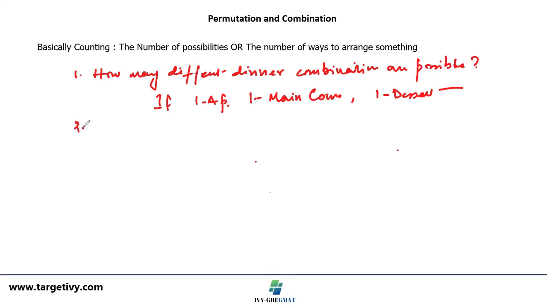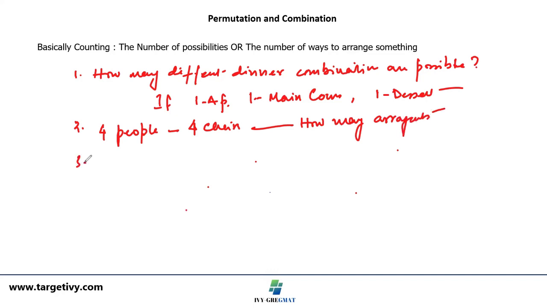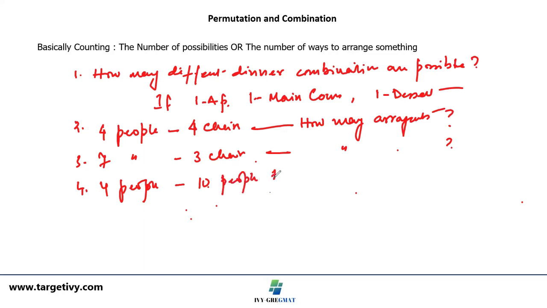Or the second type can be, there are four people and there are four chairs. So, how many arrangements? Another type may be seven people, but there are three chairs. How many arrangements? It can be four people to be chosen from a pack of 10 people to form a committee or a club or something like that. So how many possible combinations are there?